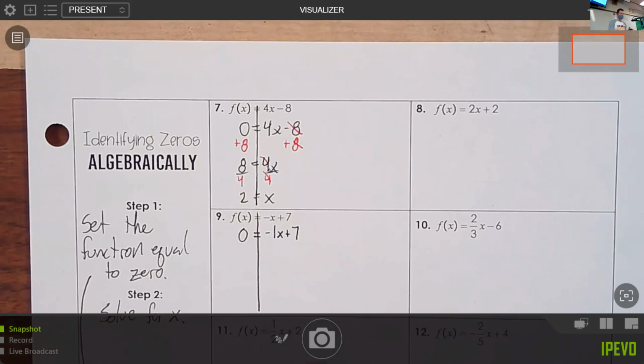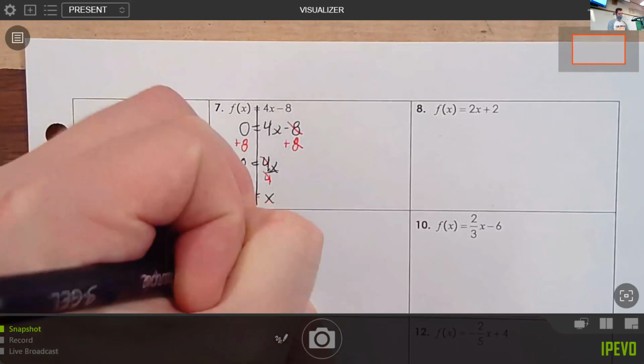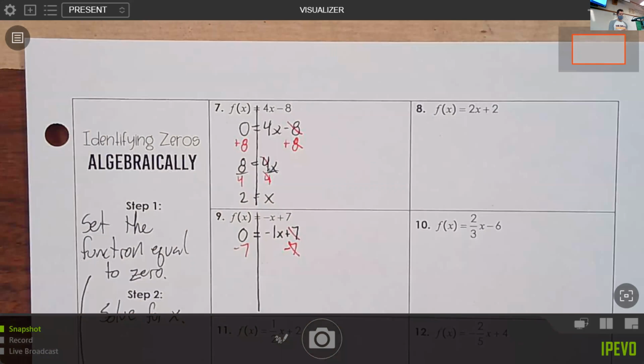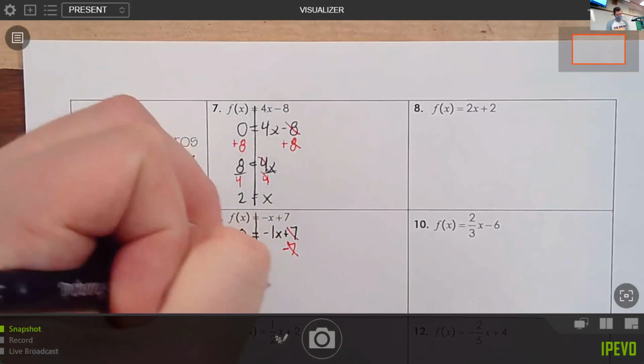So solving for x here, what's my first step? What do I do first? Good. Subtract 7 from both sides. And 0 minus 7 is negative 7. So negative 7 equals negative 1x.